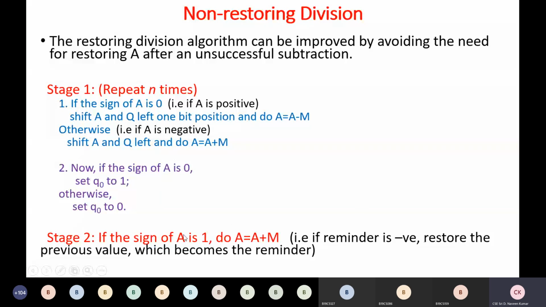So only if the contents of A are negative, we do the restore operation with A equals A plus M. This is only a one-time restore operation. So after stage 1 runs n times, we do stage 2.